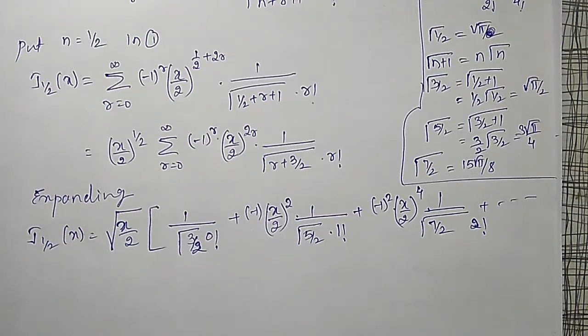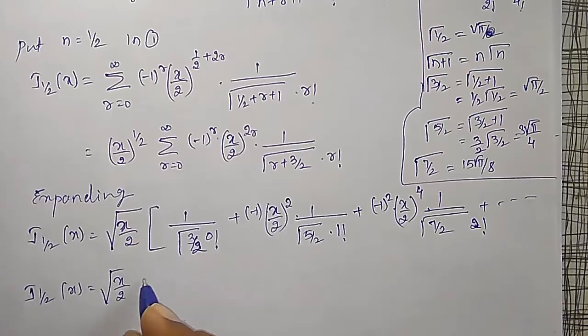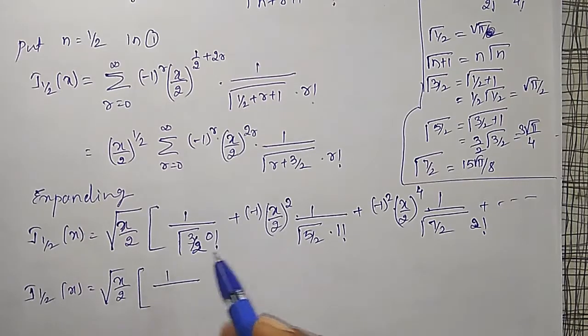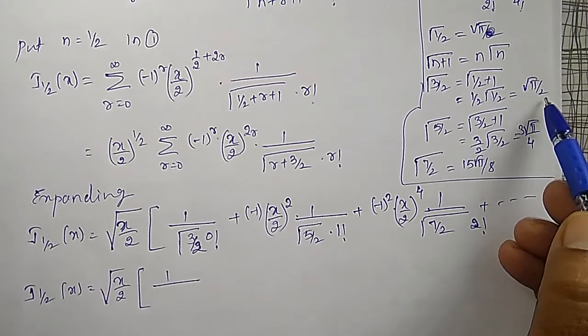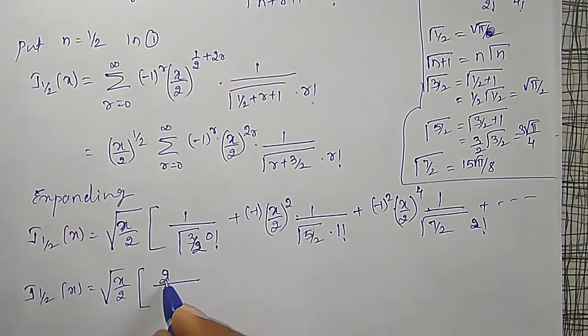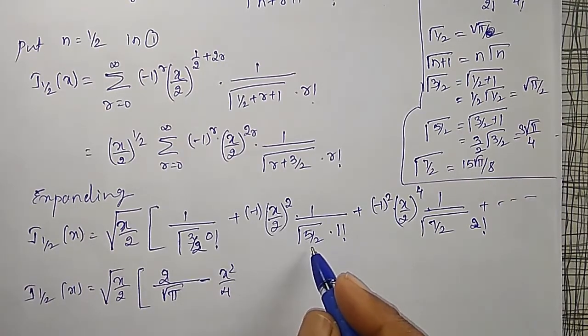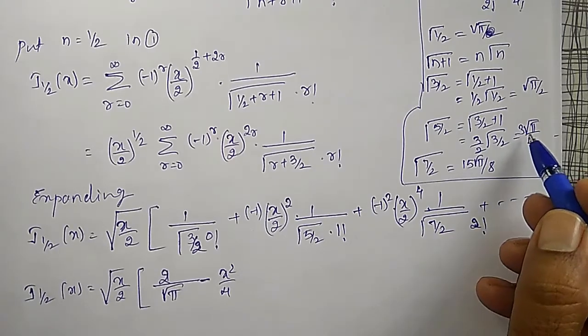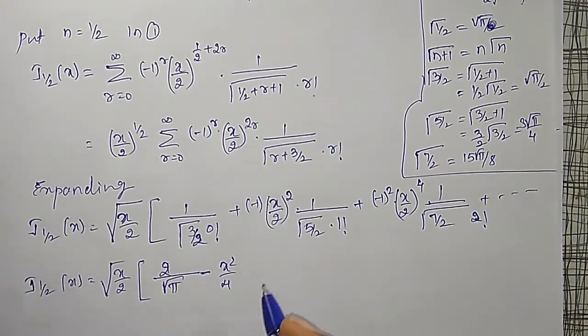all these things here, I am going to get J half of x is equal to square root of x divided by 2 into 1 divided by gamma function of 3 by 2, which is root pi by 2. Therefore, reciprocating it, 2 divided by root pi, minus x square by 2, x square divided by 4 it will become, and gamma function of 5 by 2 is 3 root pi by 4. That will become 4 divided by 3 root pi.